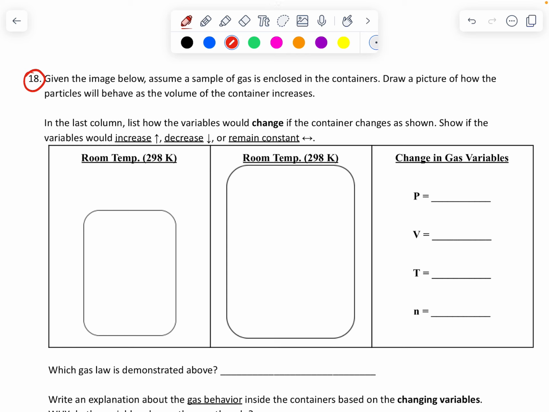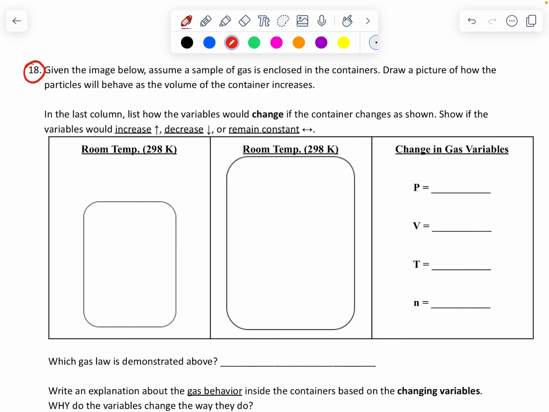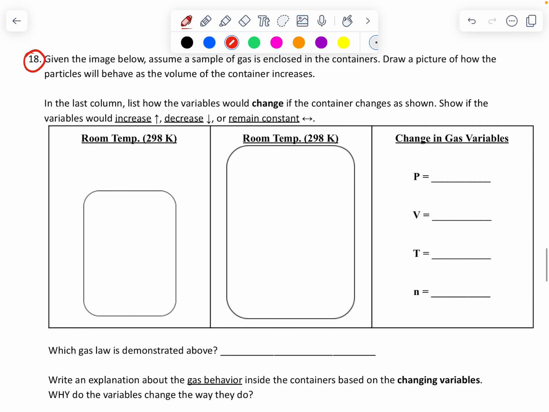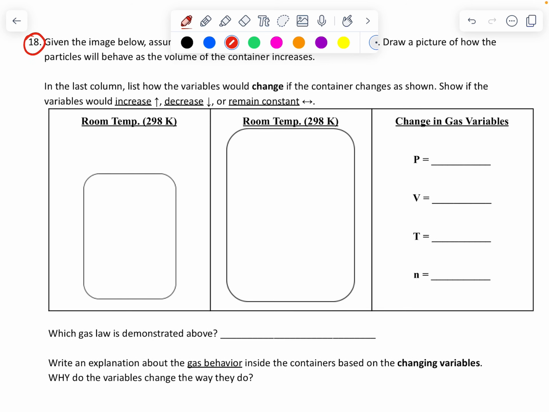Drawing of diagrams. Given the image below, assume a sample of gas is enclosed in the containers. Draw a picture of how the particles will behave as the volume of the container increases. Okay, so in the last column, list how the variables would change if the container changes as shown. Okay, well, let's see. So I'm going to go ahead and draw a few gas particles first, okay?